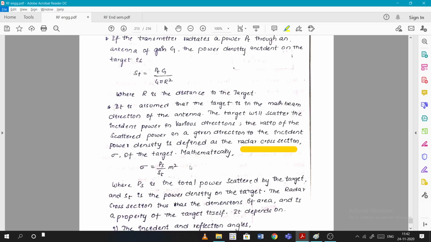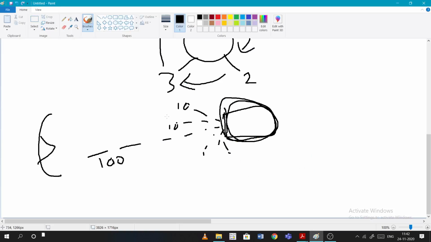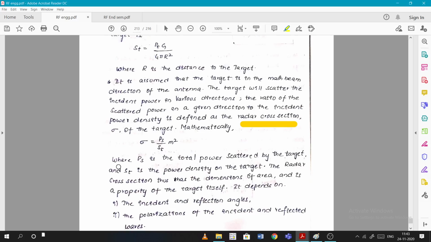So basically, power density incident on the target. How much power density is incident on the target? The radar cross section, basically what we define is how much power is collected by this antenna. For example, only 2 means 20, right? 20 by 100, like that.